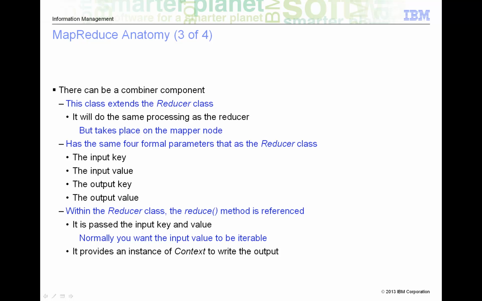But if you're calculating the average of a set of numbers, you could not divide the numbers into subsets, calculate an average for each subset, and then use those average values to calculate the average for the entire set. That use case is not able to take advantage of a combiner function.